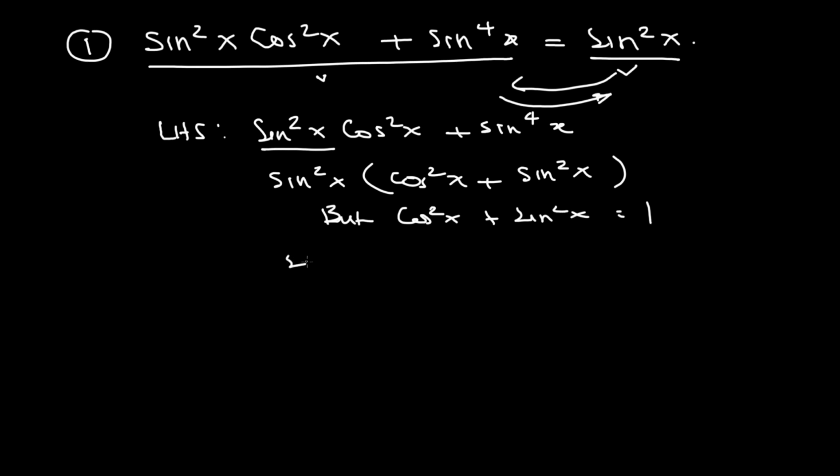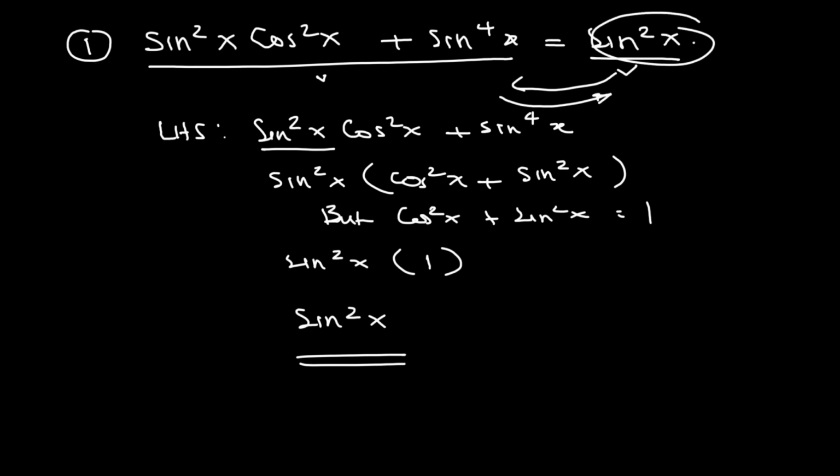So now you replace in the function or in the statement like that. So you have sin squared x. So you've actually shown that the left-hand side was the same as the right-hand side, right?